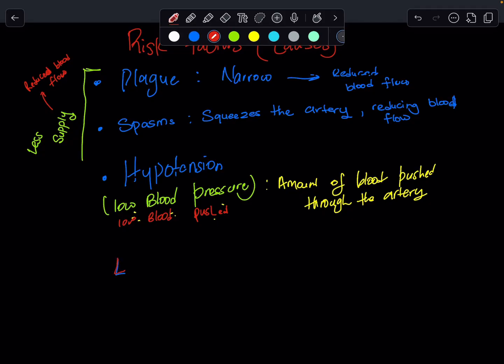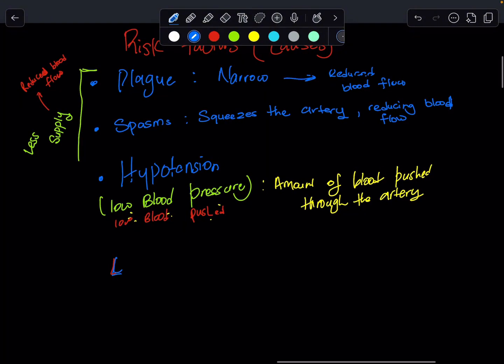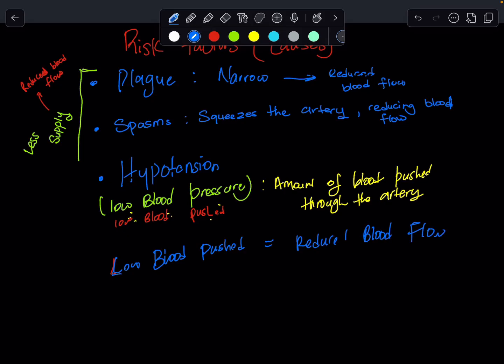Let me use the same color. Low blood pushed equals reduced blood flow. So that's pretty straightforward, right, guys? If you have any questions, just leave a comment and I'll get to it.